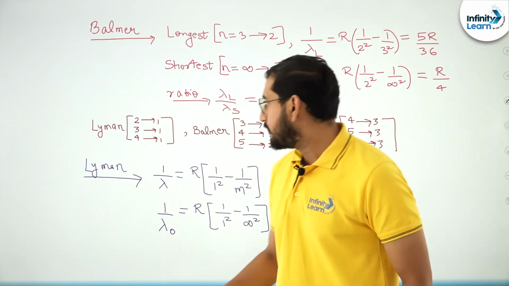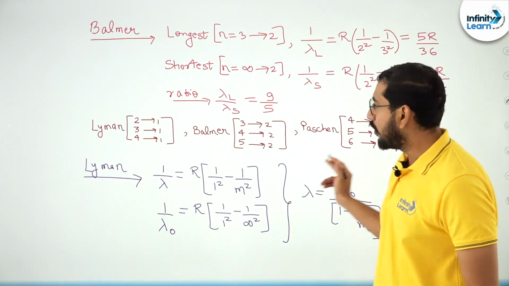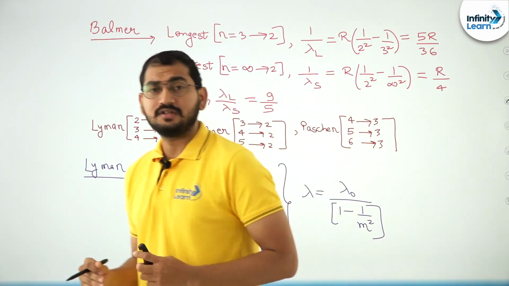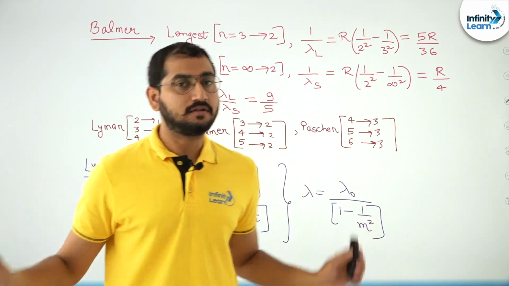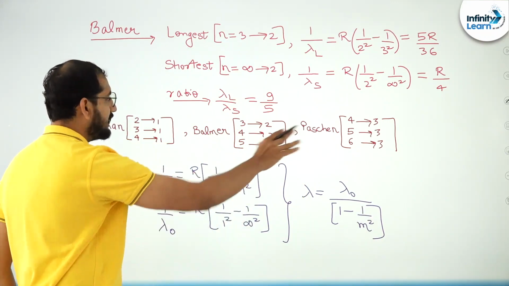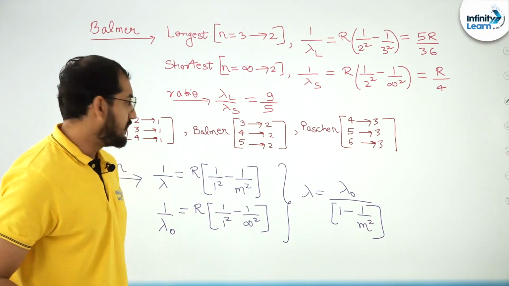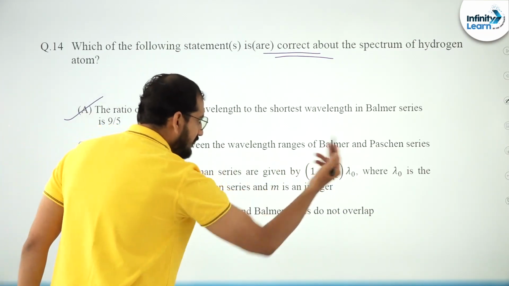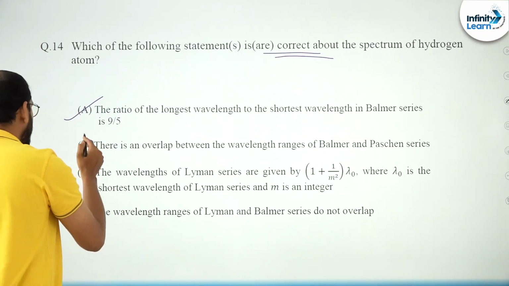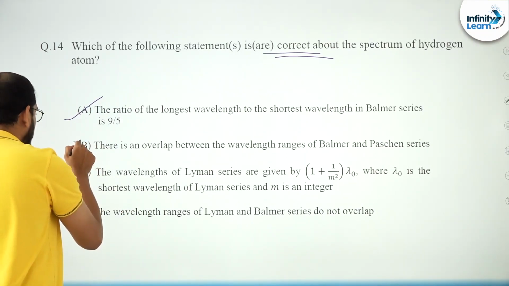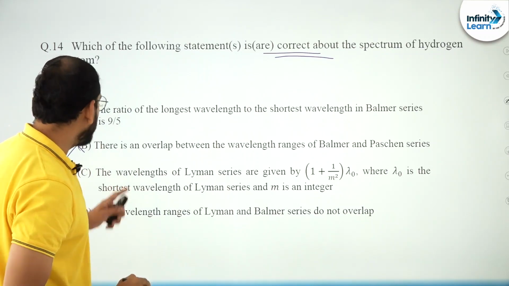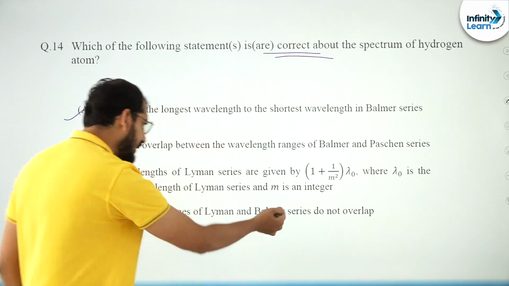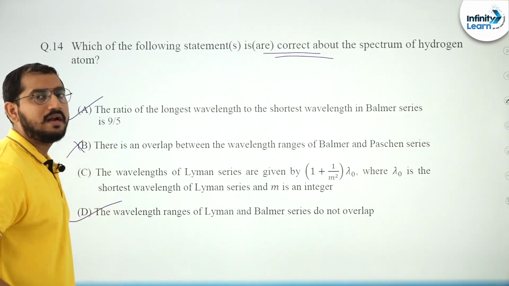If you see all the transitions, you will observe that none of them is matching. So Lyman, Balmer, Paschen, they all are completely exclusive. There's no overlapping happening between these three series lines. So if I check the option, there's an overlap between the wavelength of Balmer and Paschen series, no. So option B will be my incorrect one, but option D says that the wavelength ranges of Lyman and Paschen series do not overlap. Yes, that is a true statement. They do not overlap.